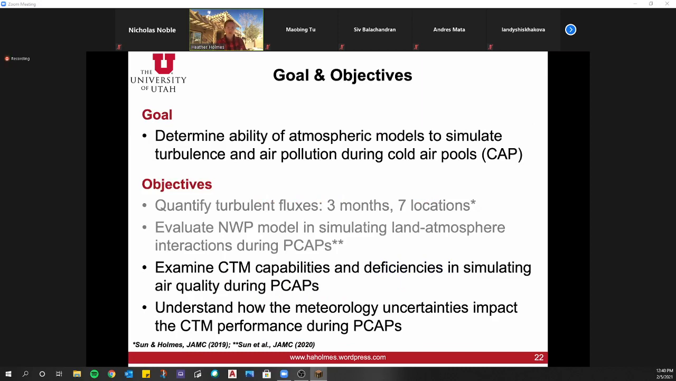So this was essentially her whole PhD, and she looked at trying to understand how well WRF could simulate these events and how well CMAQ could simulate these events. She has two papers looking at quantifying turbulent fluxes and then evaluating the WRF model performance. I'm not going to talk about those results today. Today, I'm going to focus on her CMAQ results, looking at the ability of a chemical transport model to simulate this bad air pollution and understanding how the meteorological uncertainties are propagated through the chemical transport model.